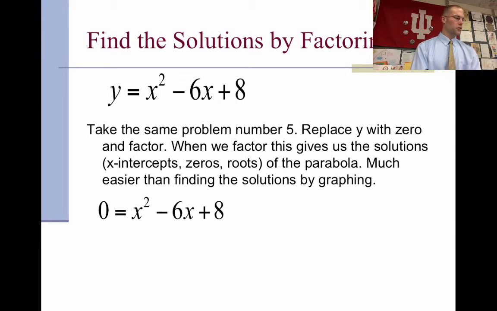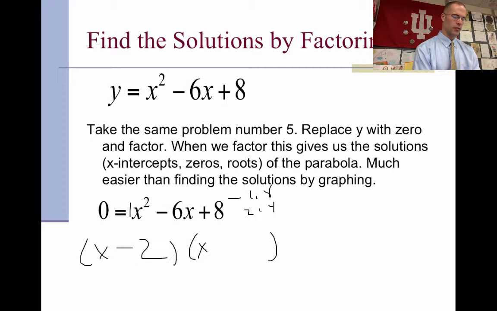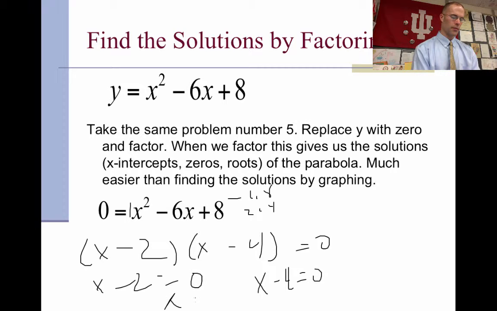Alright, to find the solutions by factoring, when we factor this, same thing we were going to do here. Your A value is 1, so we know we're going to have a 1x and a 1x. And then for 8, you've got 1 and 8, and you've got 2 and 4. We want a negative 6, so you need a negative 2 and a negative 4. Set them equal to 0. So then we've got x minus 2 equals 0, and x minus 4 equals 0. So my solutions here are positive 2 and positive 4.